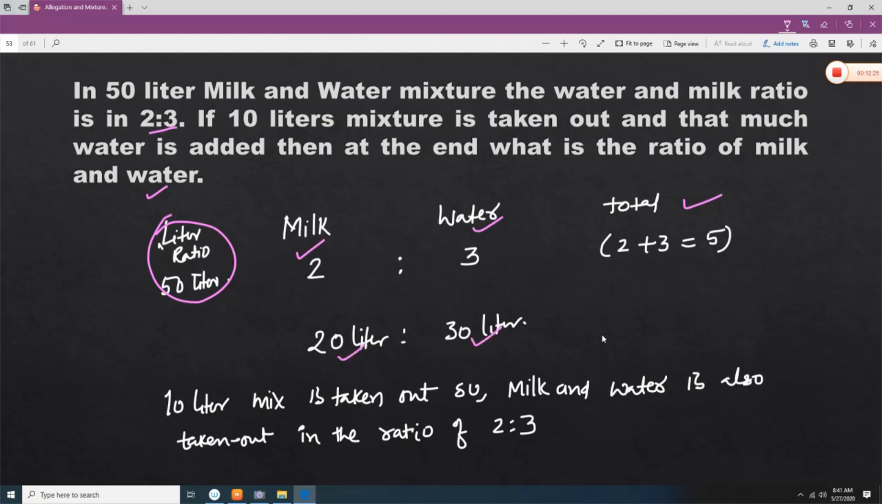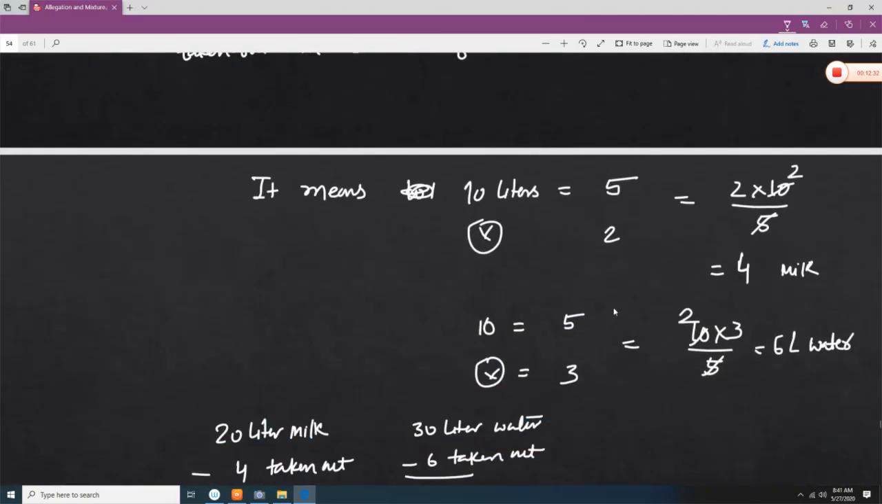10 liters of mixture is taken out, so the milk and water are also taken out in the ratio of 2:3. It means 10 liters is equal to 5 parts. So if we are taking 2 parts, then it is 4 liters of milk we will take out, and in the second, 10 liters is 5 parts, and we are taking out 3 parts, so 6 liters of water.